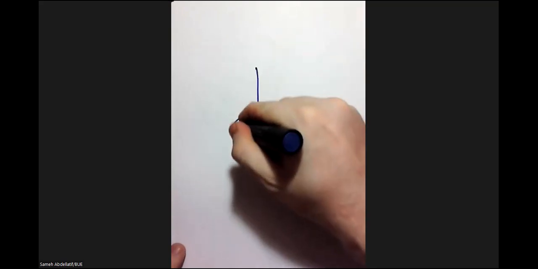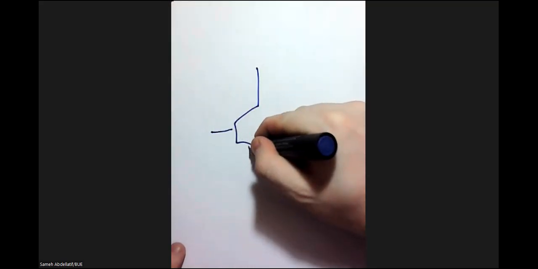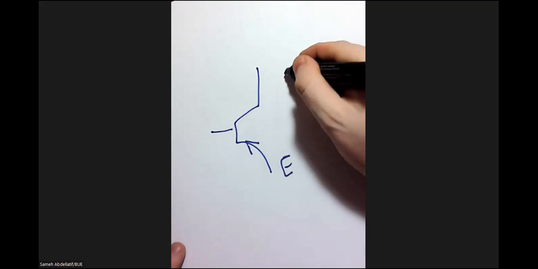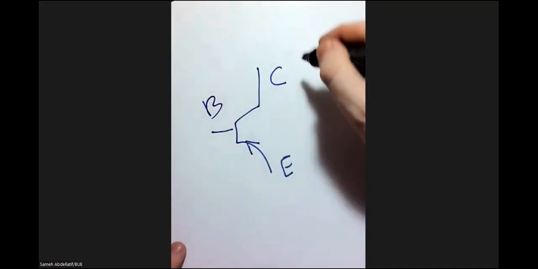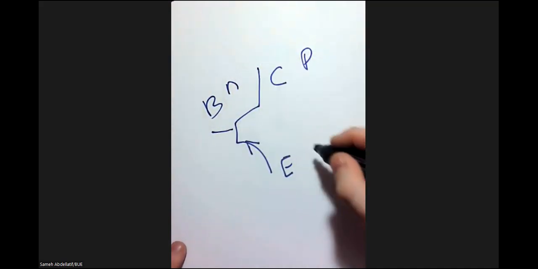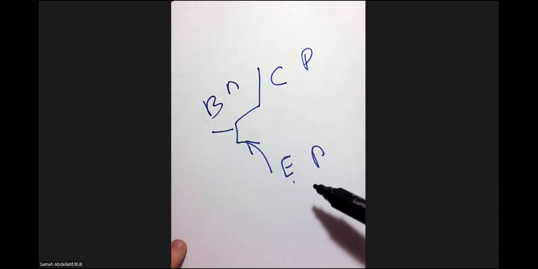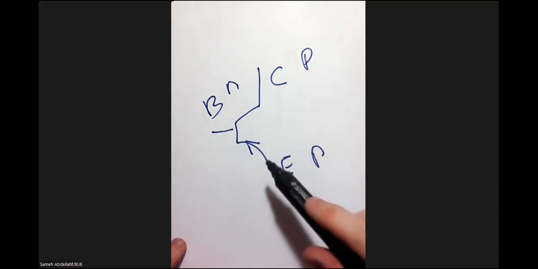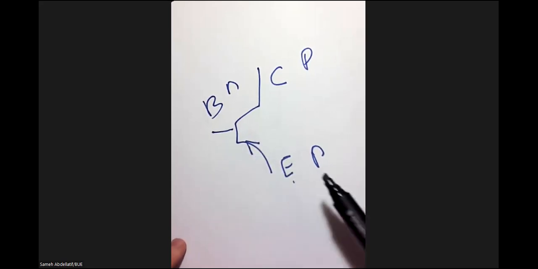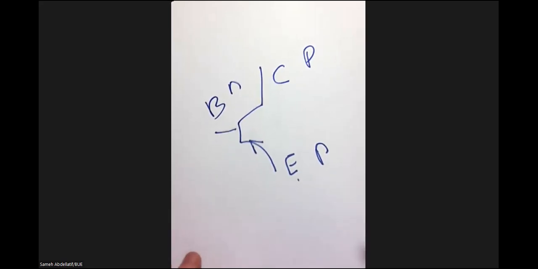Alternatively, for the PNP configuration, we have something like this. This is P, this is N, and this is P. In this case, current, or holes, are flowing from the emitter to the collector, and the direction of the current is similar to the direction of the holes. That's why your arrow is outgoing from the emitter, as you can see.